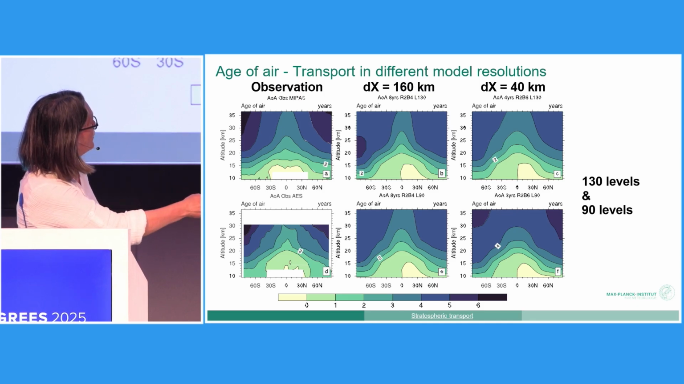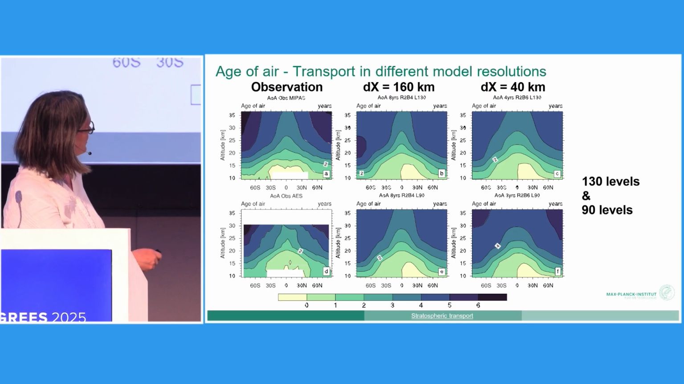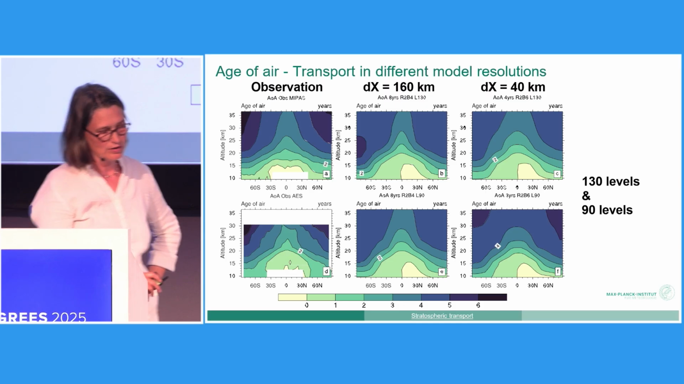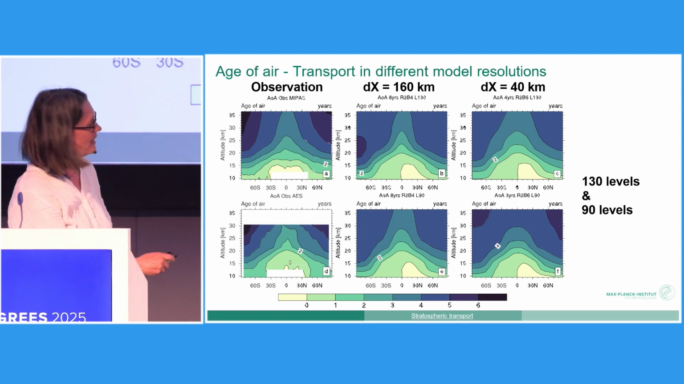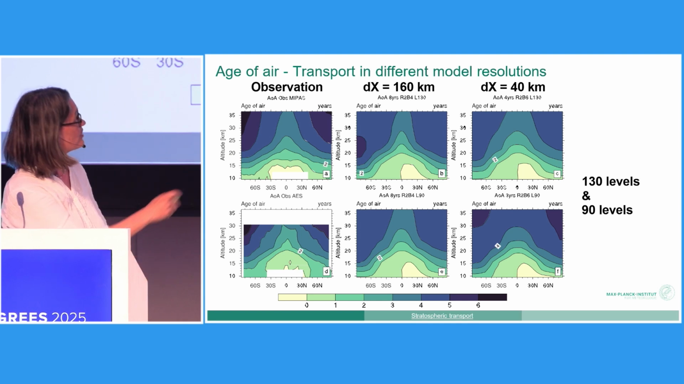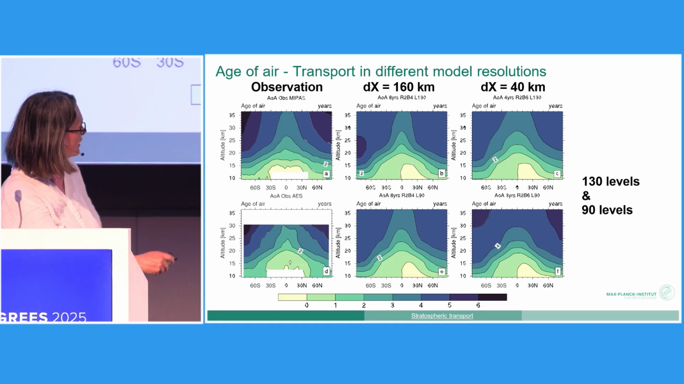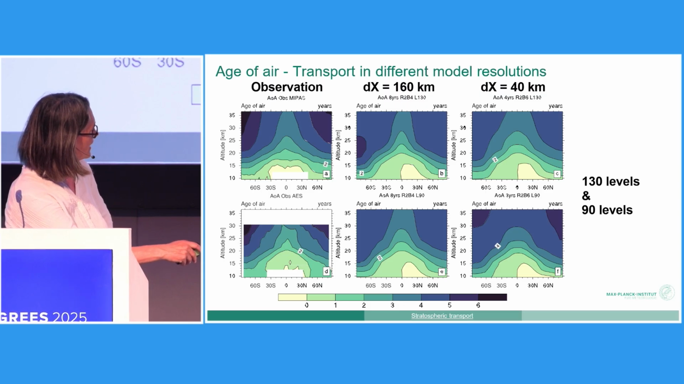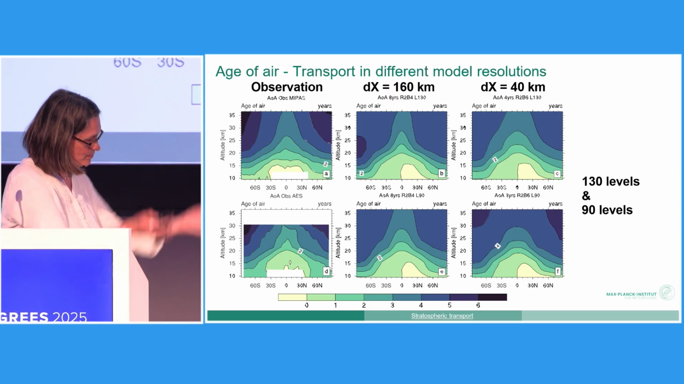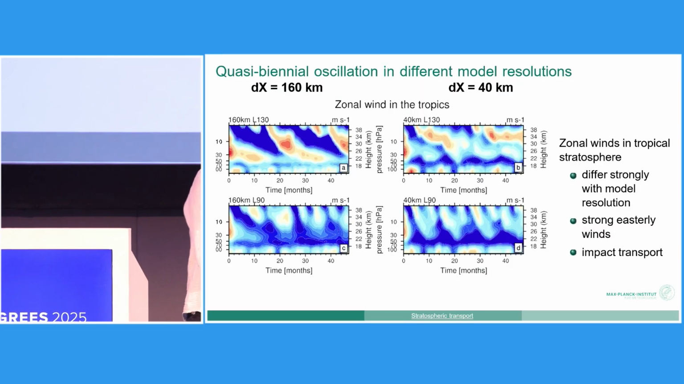So it's much wider here. And it's similar when we use the lower vertical resolution. Especially here, where we have a high horizontal resolution but a lower vertical resolution, we see immediately that this is really different now: we have much older air and a much wider area where it seems to be transported upwards. So what's going on here?